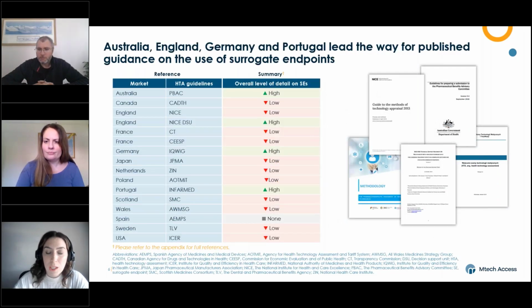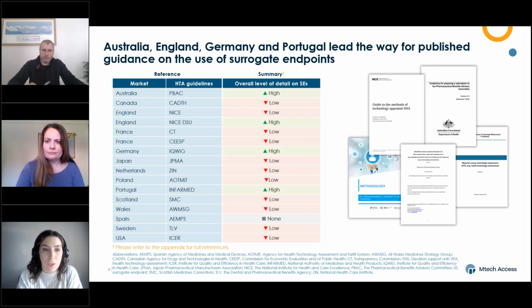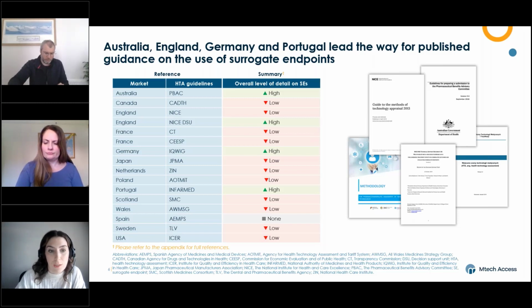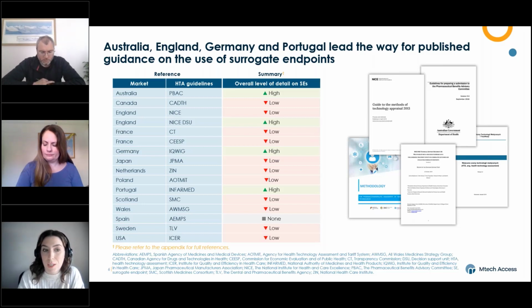Thanks, Claire. So we conducted a targeted search of HTA agency websites to identify guidelines relating to the application or specific mention of surrogate endpoints. So following extractions, an assessment was then conducted to determine the level of guidance on the use of surrogate endpoints, which included the agency narrative on 4 main points. So it was the definition of a surrogate endpoint, examples of acceptable surrogate endpoints, methodological practices to support the use of surrogate endpoints in the relative efficacy or the health economic assessment, and the application of surrogate endpoints in a specific disease area or setting.